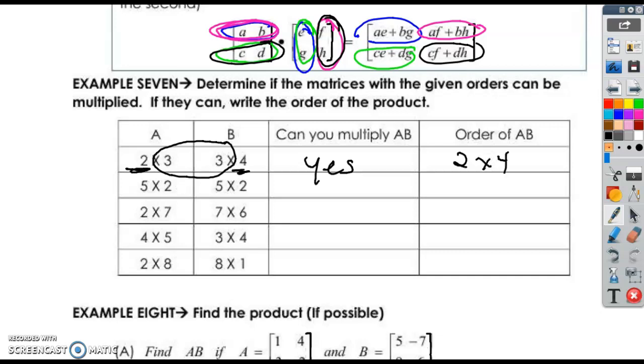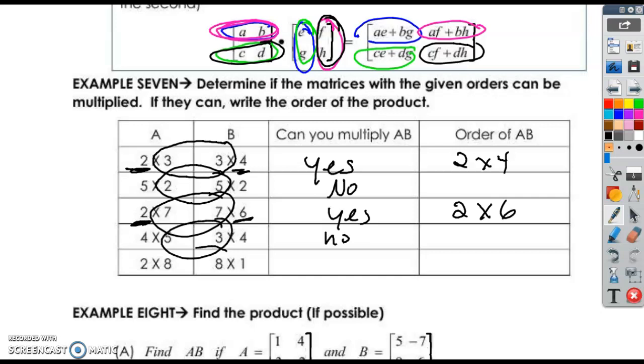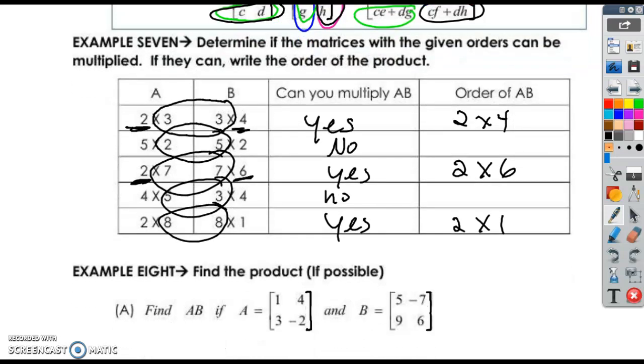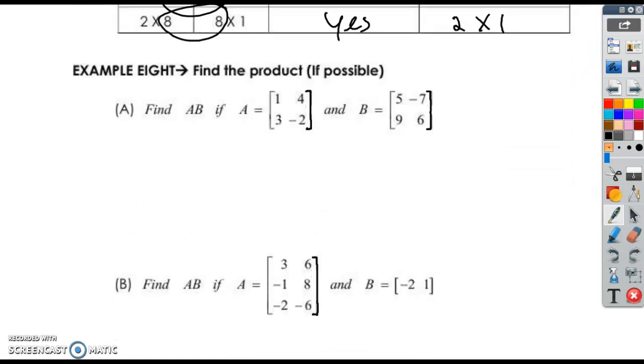This one, right there, no, cannot be multiplied. You can't multiply matrices that are both 5 by 2. Let's go to the third one. Yes. And the order of the new matrix will be a 2 by 6. This one, no. This one, yes. And the order of the new matrix will be a 2 by 1. So, knowing that, we're going to do our last examples here, I think.